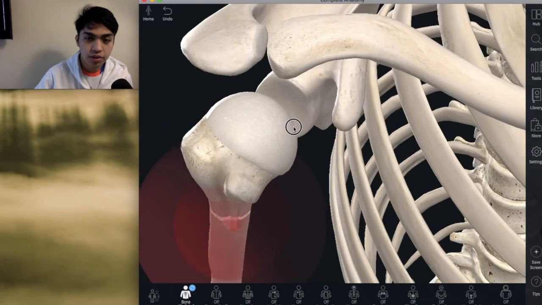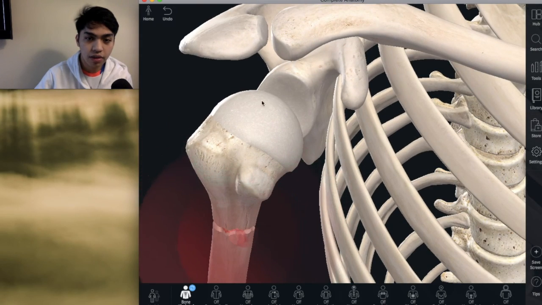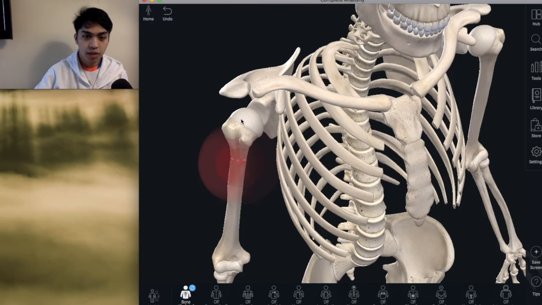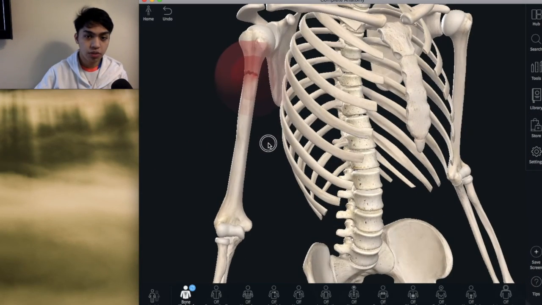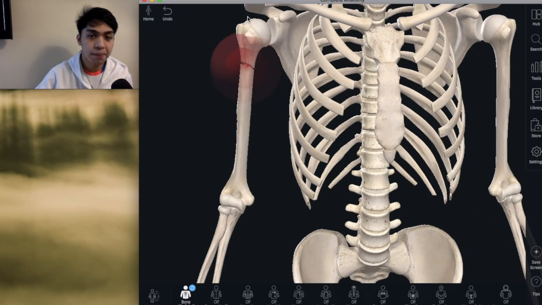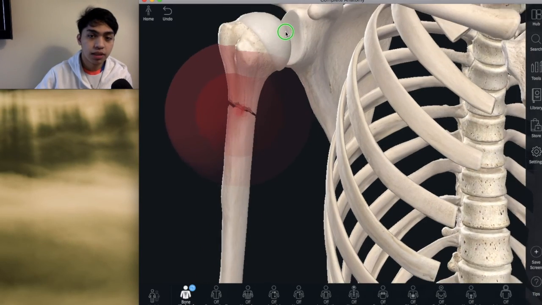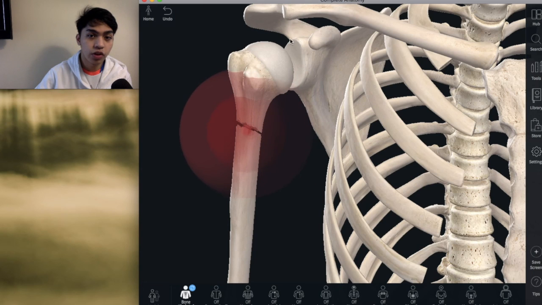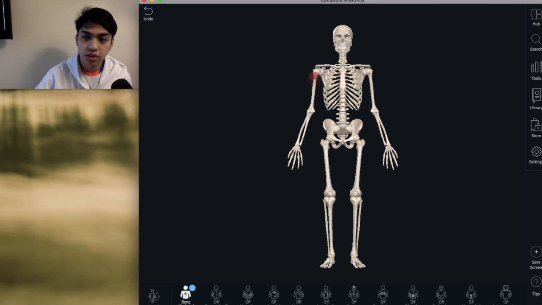It now shows the glenoid fossa and the head of the humerus right here. Now let's start discussing its anatomy na. Now again, this is the humerus, which is the only bone for the arm. Iisa lang siya. And its most terminal portion on its proximal end is called the head of the humerus.